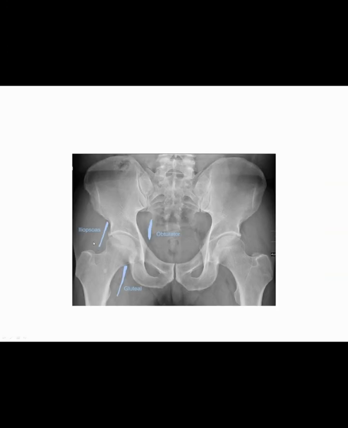Here we have different fat pads that we can see within the pelvis. Over here we have the iliopsoas fat pad, so any abnormal bulging of this stripe can be indicative of a hip joint effusion. Down here we have the gluteal fat pad, in which bulging may also indicate a hip joint effusion.